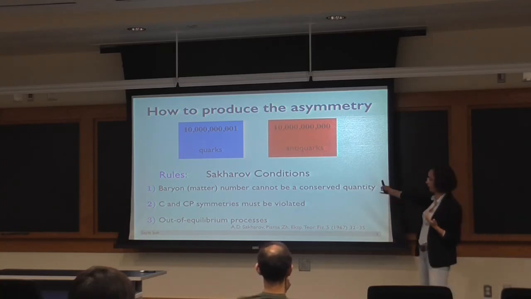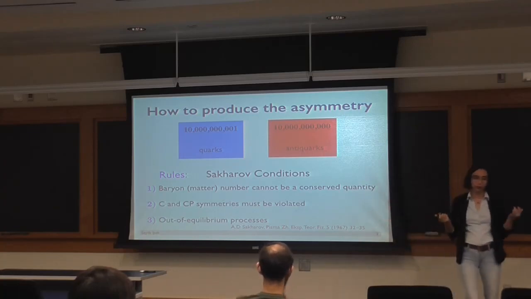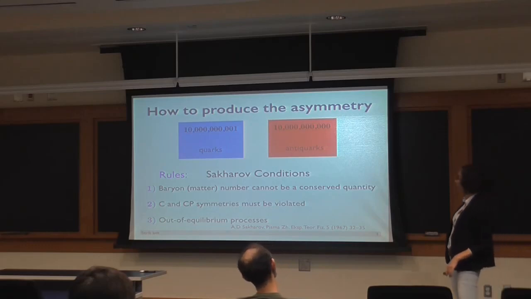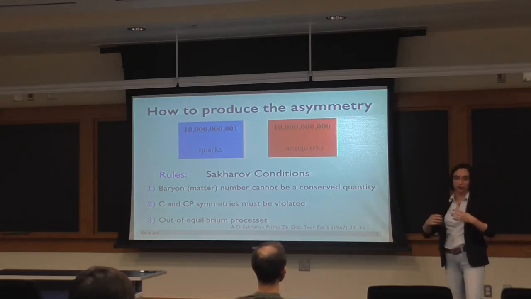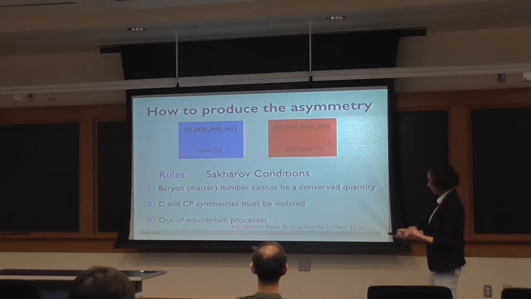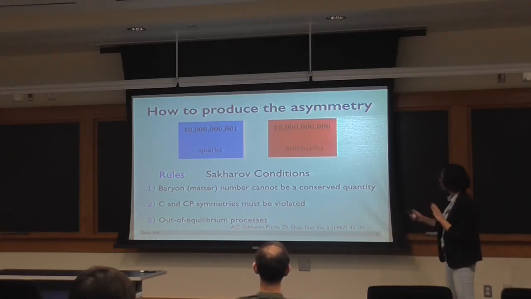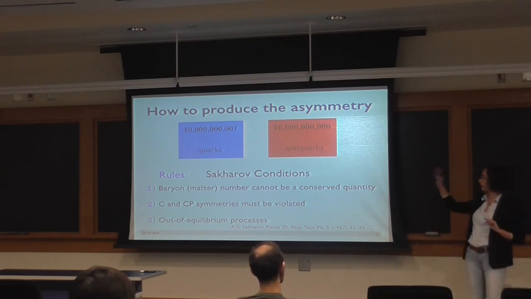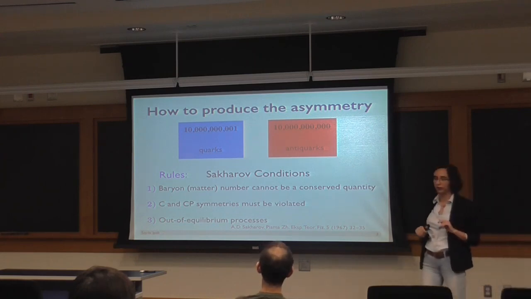And of course, the first condition is because we assume that the universe started in a matter and antimatter symmetric way, so the number of matter and antimatter was equal, and so you want that number to be violated so that there's some asymmetry produced along the way. So these are the three conditions, and let's say these are the rules of producing matter-antimatter asymmetry.